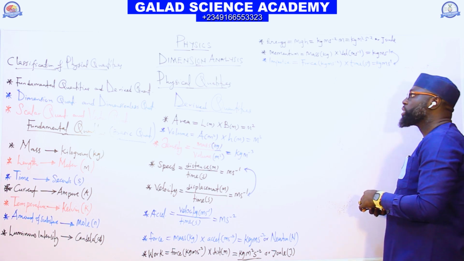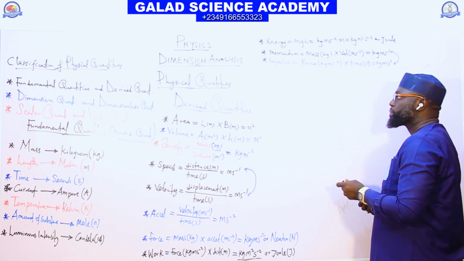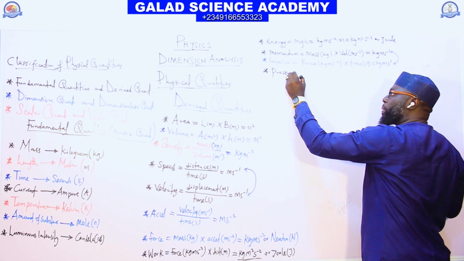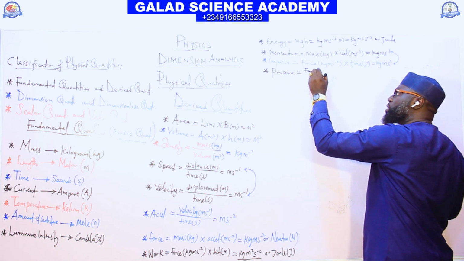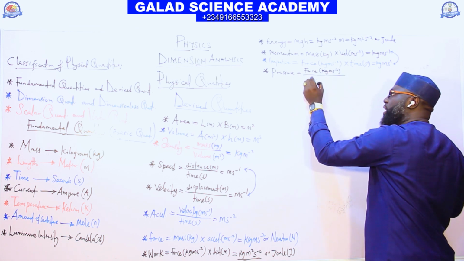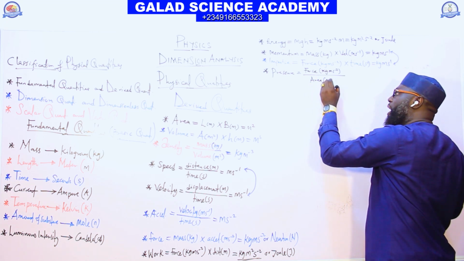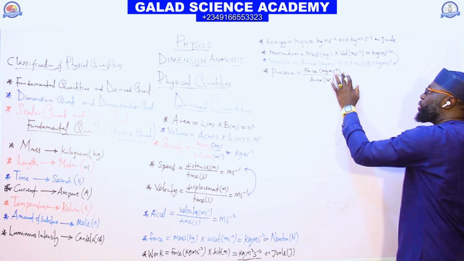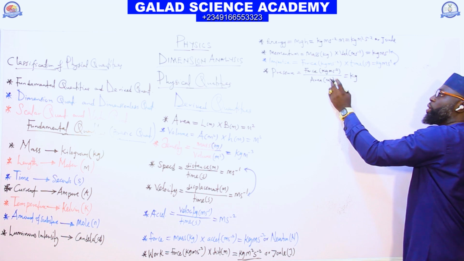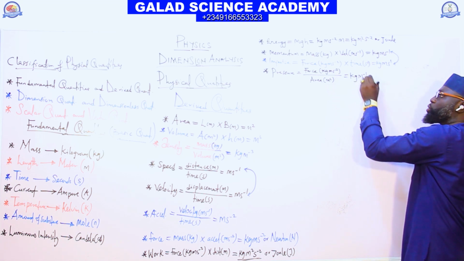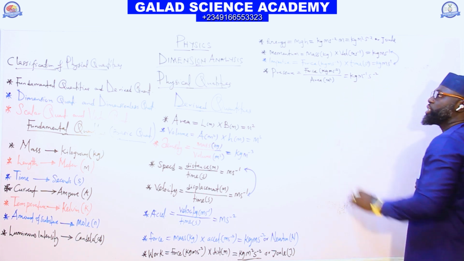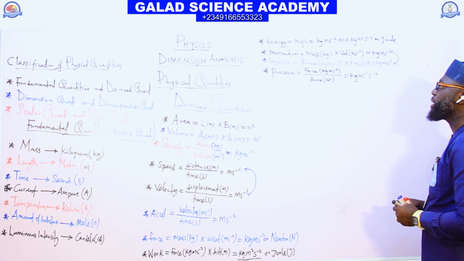The next one now is pressure. Pressure is force over area. Kg meter per seconds square over area. What is area? M square. So by solving it further, this one will go up. Minus 2 plus 1, m minus 1, and per second square. This is the unit for pressure.